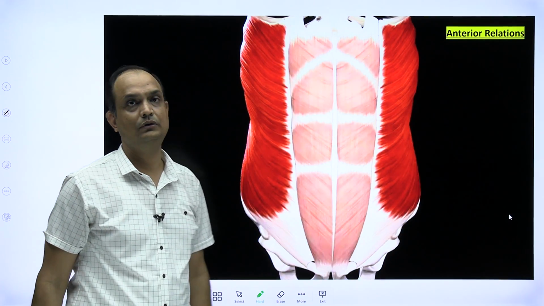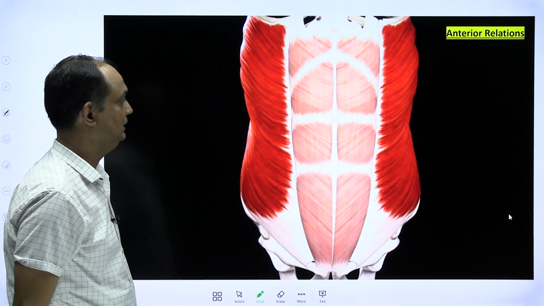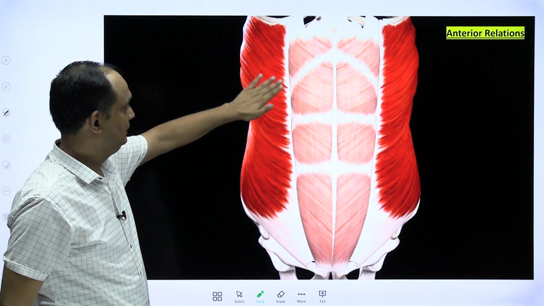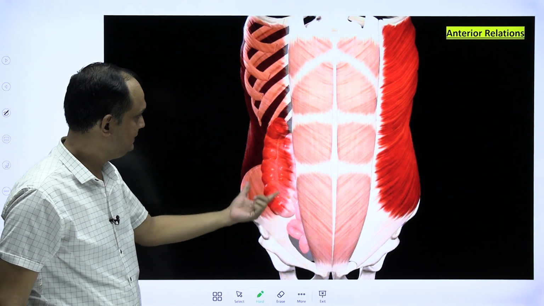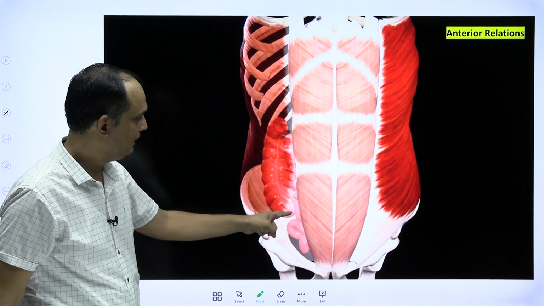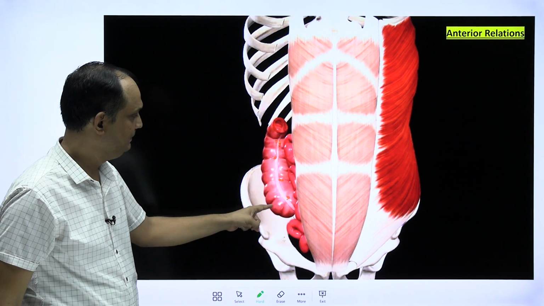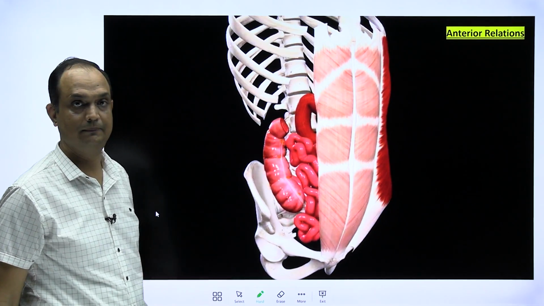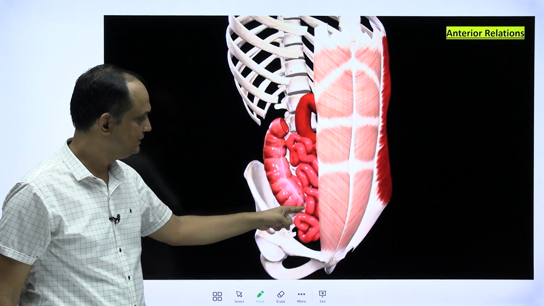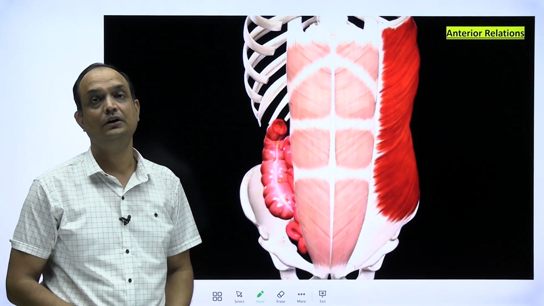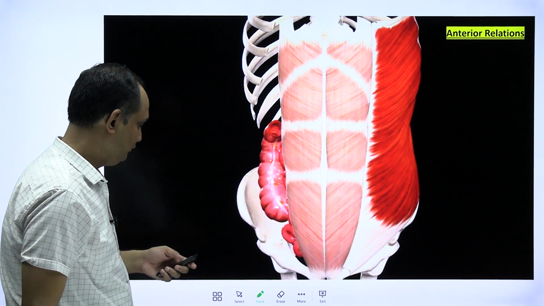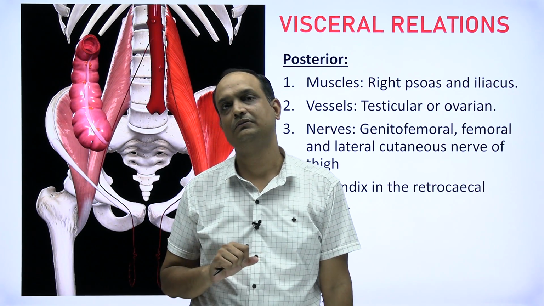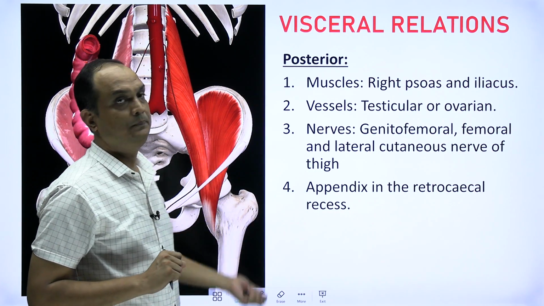Now, in this video you can see that if we remove the layers of anterior abdominal wall layer by layer, and if you fade this anterior wall, the cecum is visible behind. It is very clearly visible that this is the cecum, and anteriorly some part of the intestinal coils also have a relation with the cecum. Clear? So when you are having the anterior relation, you have two things: anterior abdominal wall and some part of the intestinal coils. Now, what are the posterior relations?